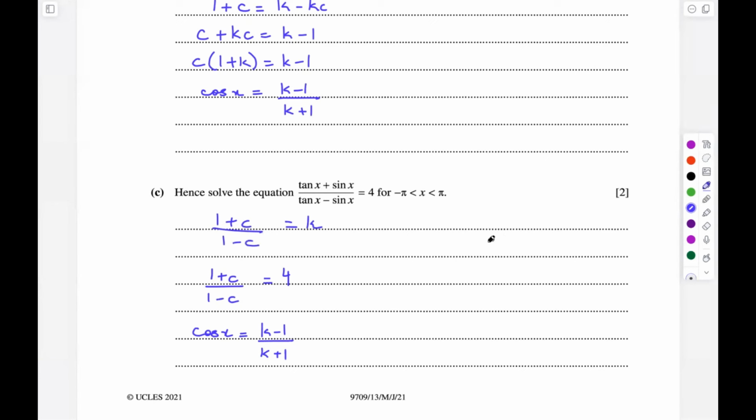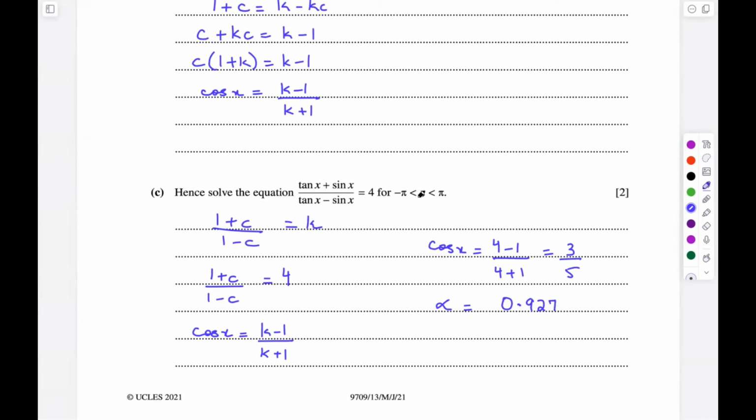And k is 4 here, so we can write cos x will be equal to (4 minus 1) divided by (4 plus 1). So that will be equal to 3 upon 5. Once we have the value of cos x equal to 3 upon 5, now we can find the basic angle. So cos inverse of 3 upon 5, substituting this in the calculator. We have to make sure that the angle is in radian mode. Now taking shift cos inverse of 3 divided by 5, that will be equal to 0.927.